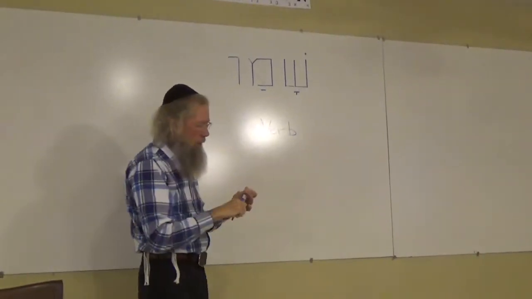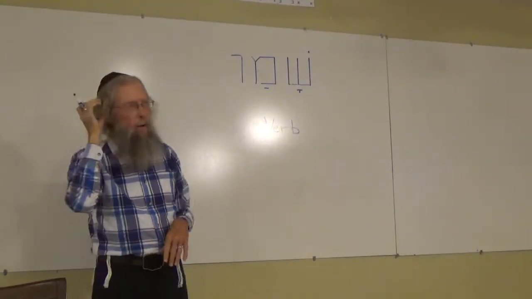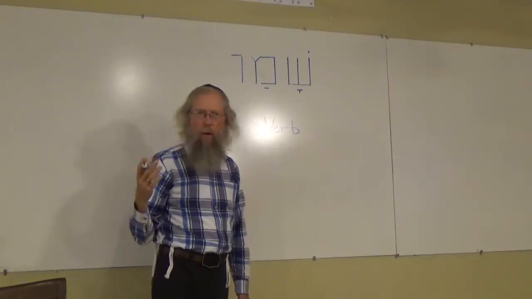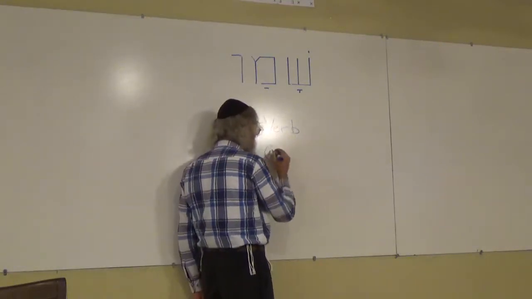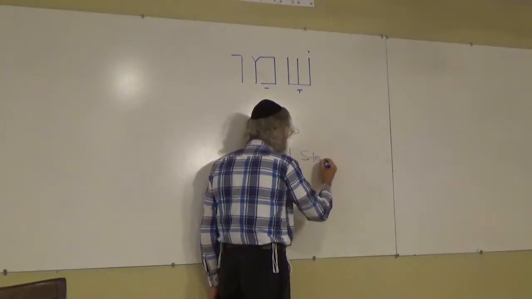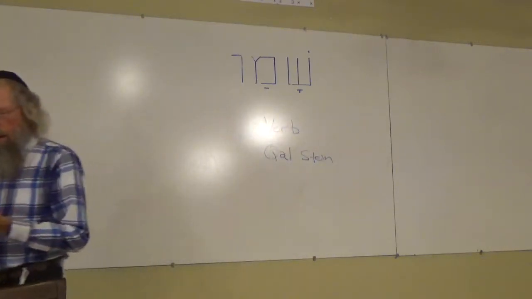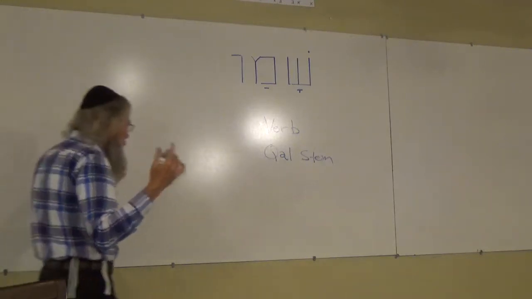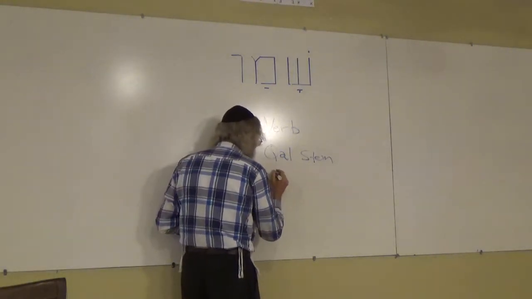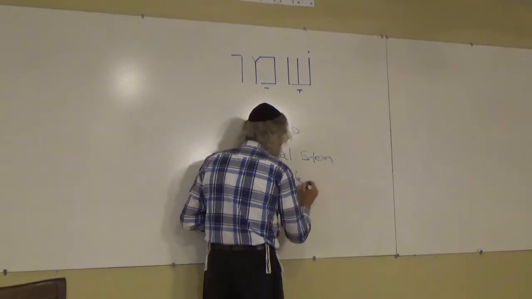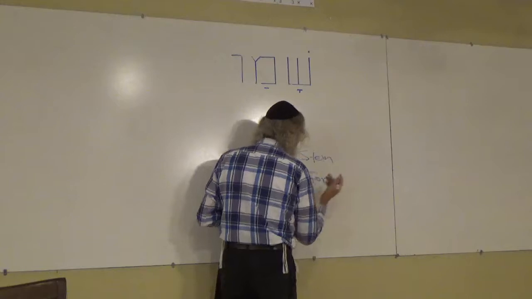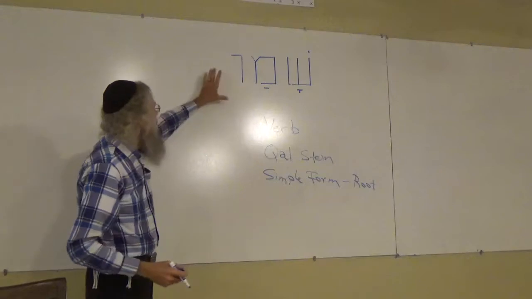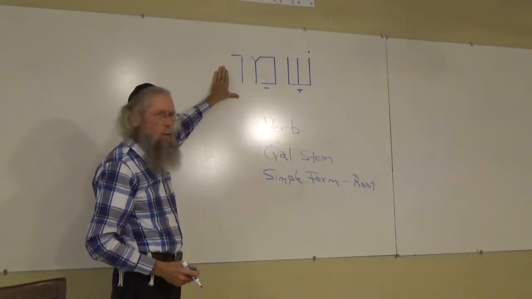And the Hebrew verb comes in several different stems, which we'll learn about later. For those who have been here and been studying with us, you remember that this is called the kal stem of the verb. And what is the kal stem? Well, the kal stem is the simple form of the verb, or the root. So this will be the kal stem, the simple form of the root.